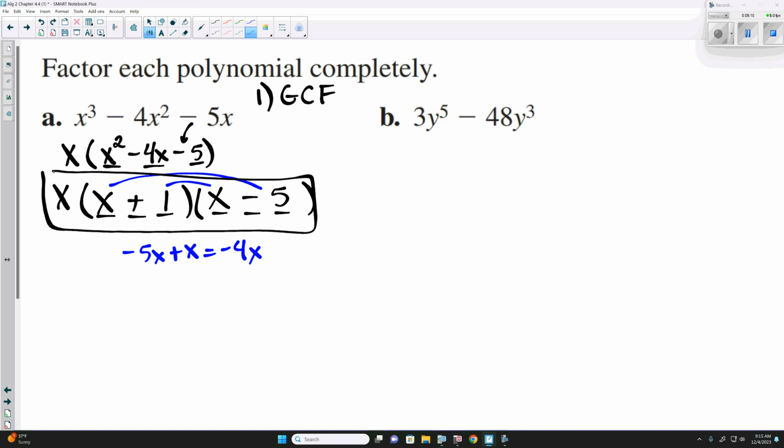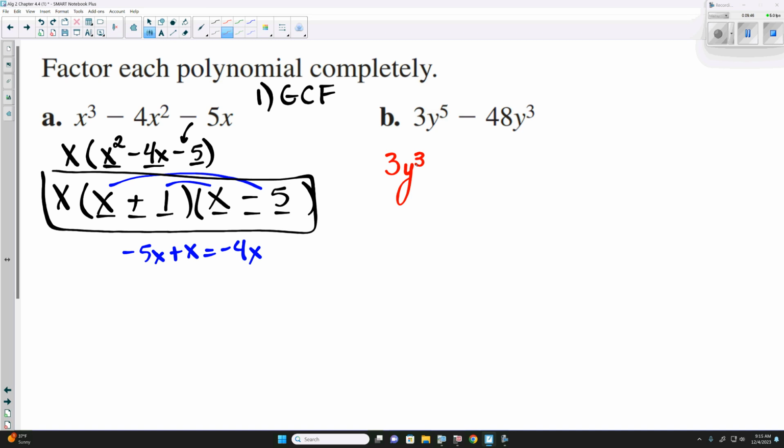Let's look at the next one. 3y to the 5th minus 48y cubed. Again, the first thing I would look for is the greatest common factor. Is there one? Which is? Okay. Because we'd have 3, and we'd also have y cubed. Because 48 and 3 are both divisible by 3. We can divide both of those by 3.